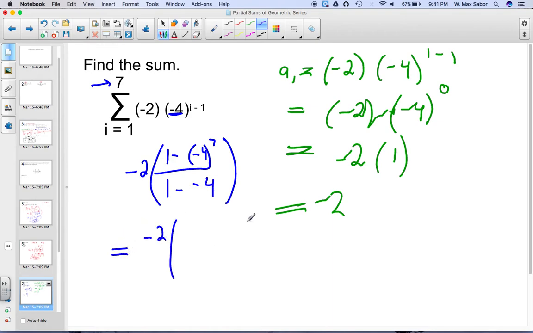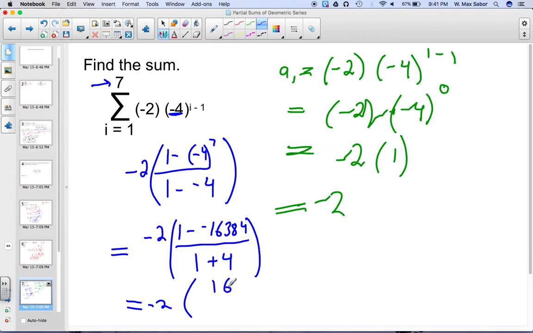Negative 2 times negative 4 to the 7th. So 4 to the 7th is 16,384. And when we raise a negative number to an odd exponent, it stays negative. So now we have negative 2. We add the 1 in the numerator, so 16,385 over 5, all times 2, gives 6,554.